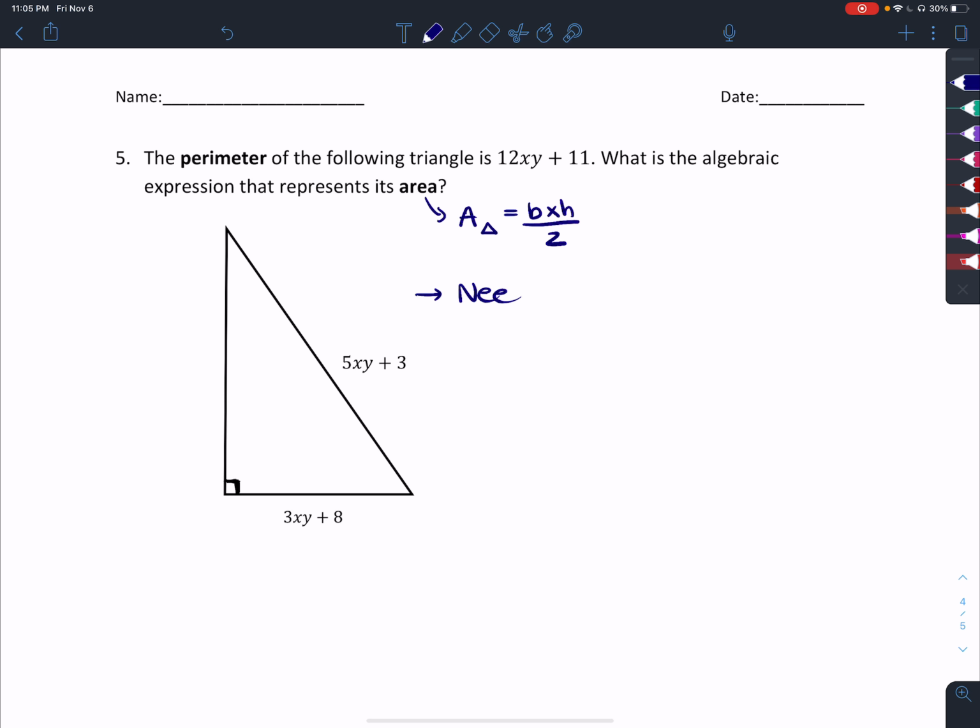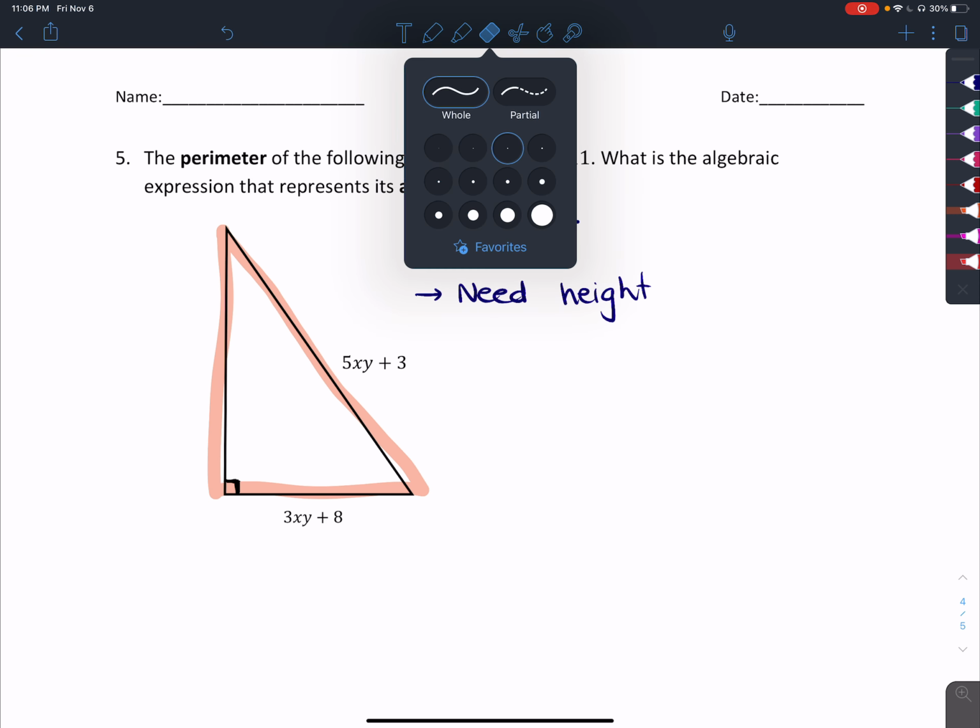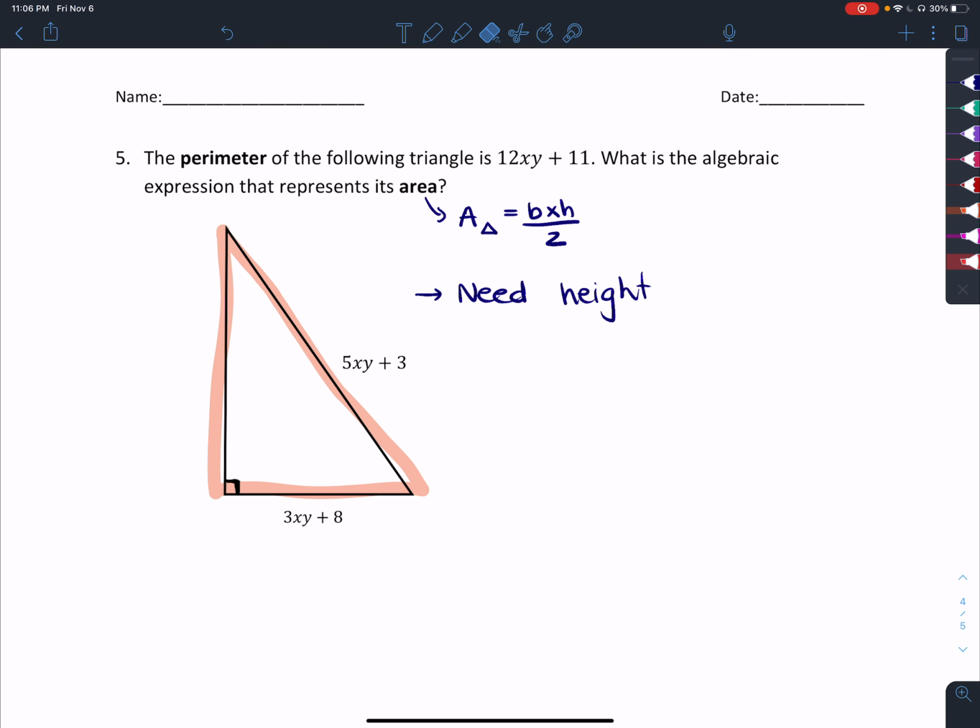So we need the height. Luckily, we're given the perimeter of the triangle, so we can figure out the height. So if the perimeter is all the sides together, well, if I'm to subtract this side and then subtract this side, then I'm left with my height that I'm looking for. So that's what we're going to do.